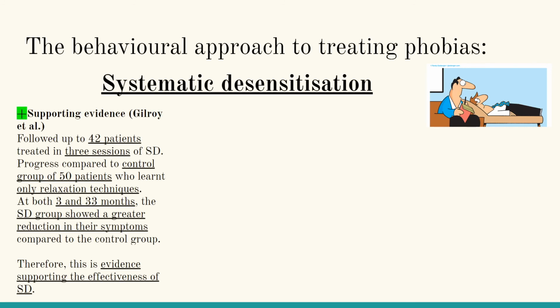The first evaluation is that there is supporting evidence for systematic desensitisation. Gilroy and others followed up 42 patients treated in 3 sessions of systematic desensitisation for a spider phobia. Their progress was compared to a control group of 50 patients who learnt only relaxation techniques. The extent of such phobias was measured using a spider questionnaire and through observation. At both 3 and 33 months, the systematic desensitisation group showed more reduction in their symptoms than the control group. Therefore, this is evidence supporting the effectiveness of systematic desensitisation.